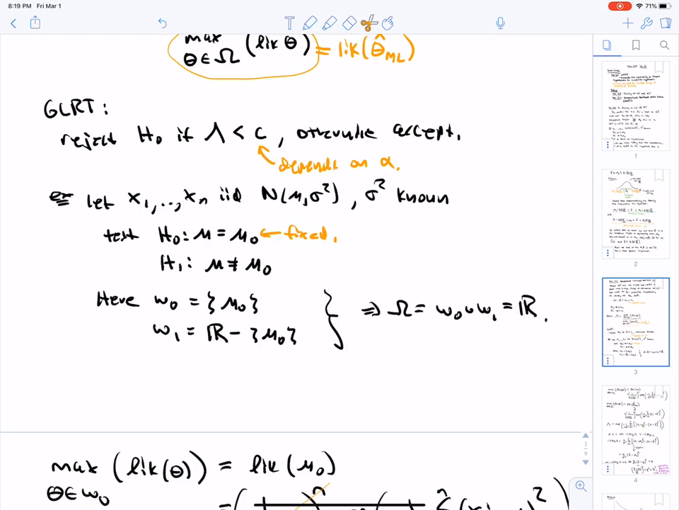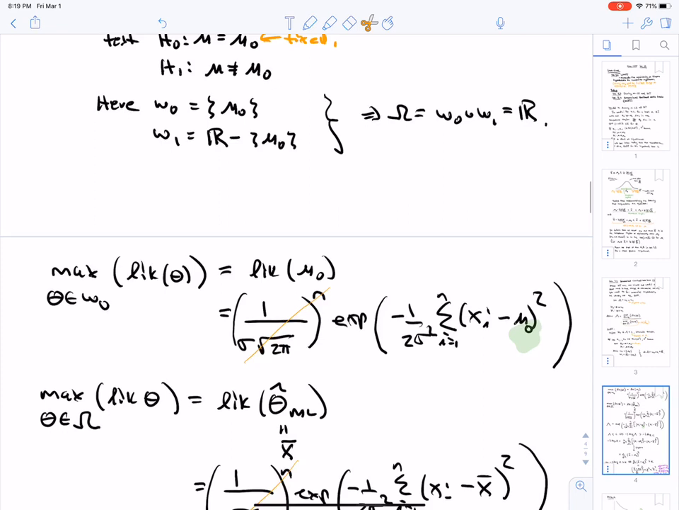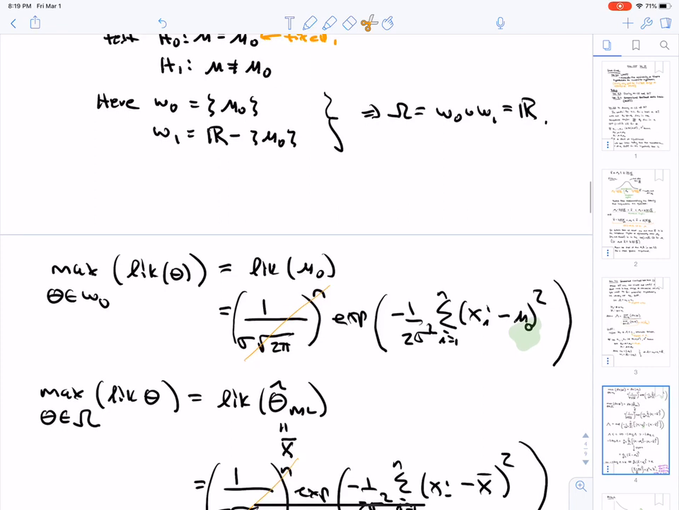The null is that mu is mu zero, so mu zero is a fixed number. H1 is mu is not mu zero. So here we have omega zero is mu zero, and omega 1 is everything outside of that. So omega is mu zero union omega 1, omega 0 plus omega 1, which is all of R. And so we can find the numerator and denominator of lambda.